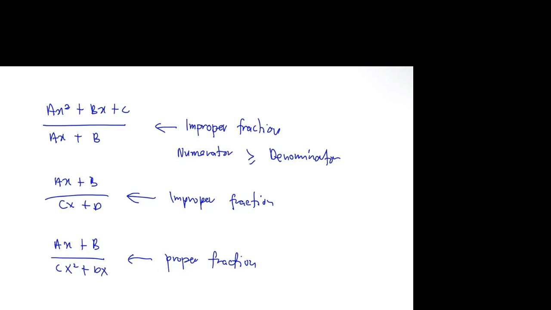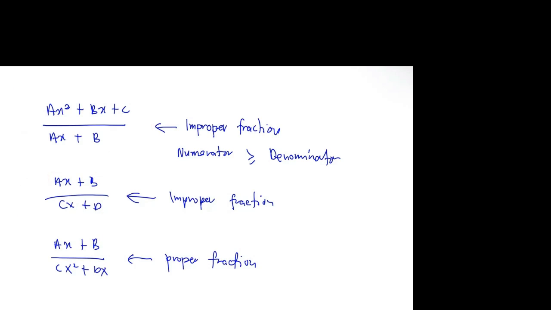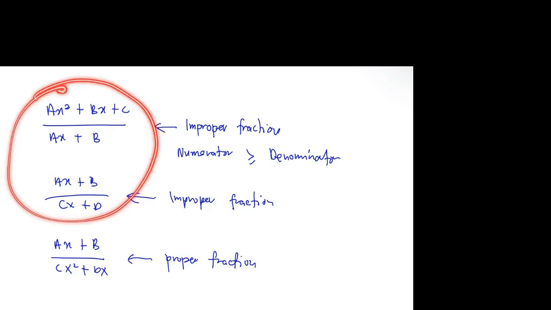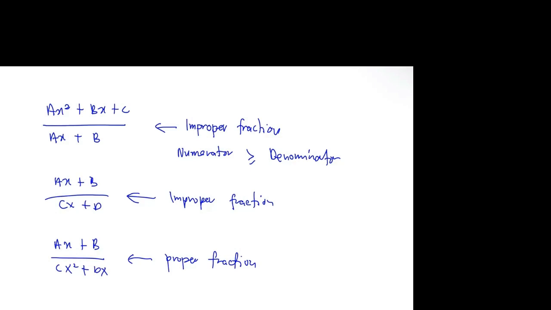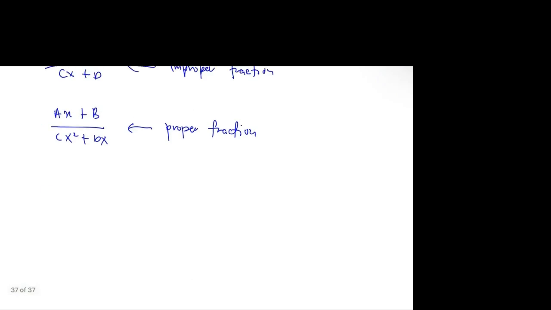In order to do the inverse Laplace transform, you must convert an improper fraction to a proper fraction. So how do we convert from an improper fraction to a proper fraction? You must use long division. So how do we do the long division?